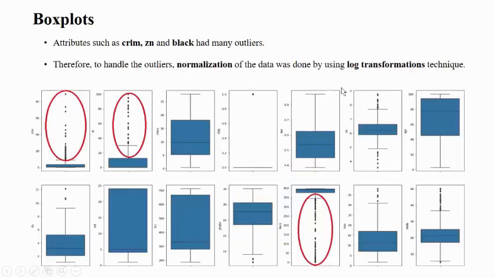So in the data preprocessing method, I have plotted box plots in order to identify the outliers, and here I have found that variables such as crime, the residential area zoning ZN, as well as the black had many outliers in this data set. Thereby what I have done is that I have normalized this data using the log transformation technique.